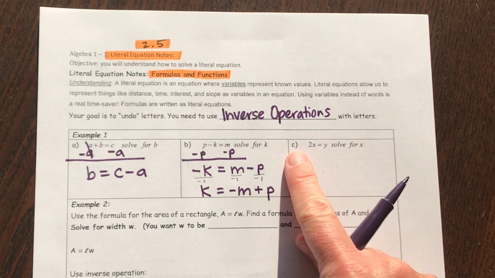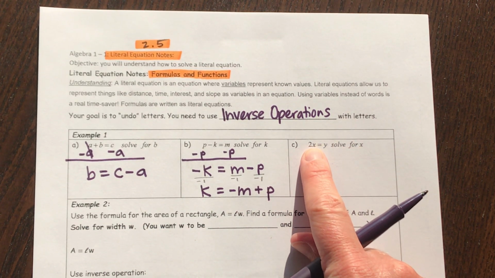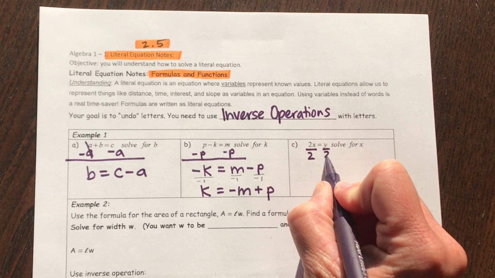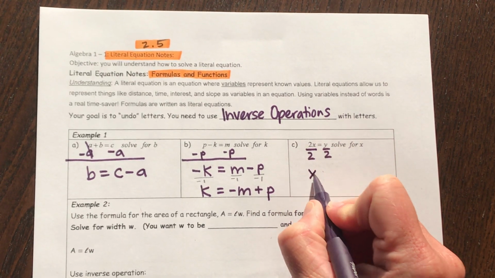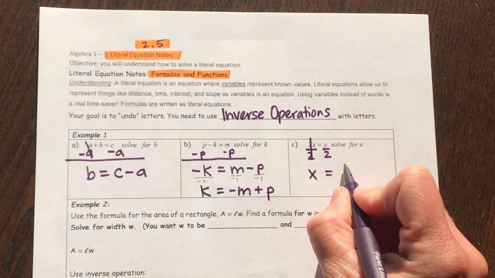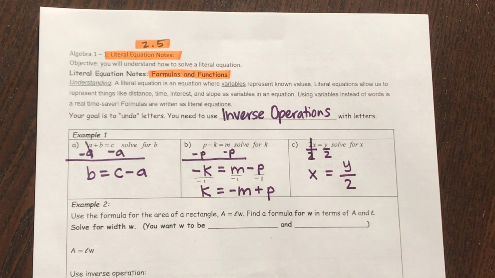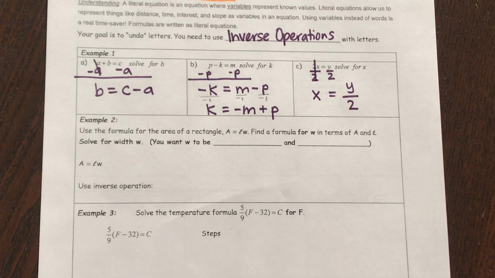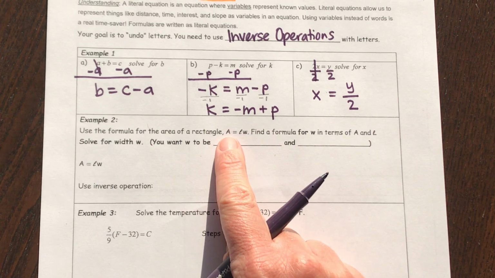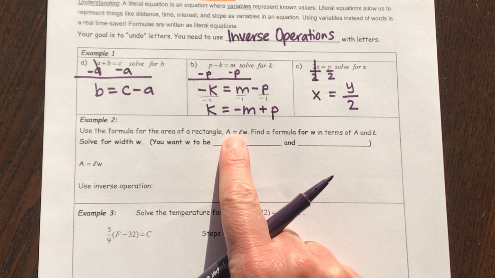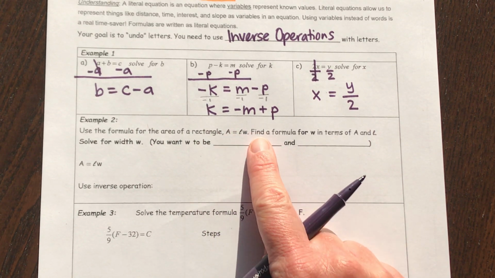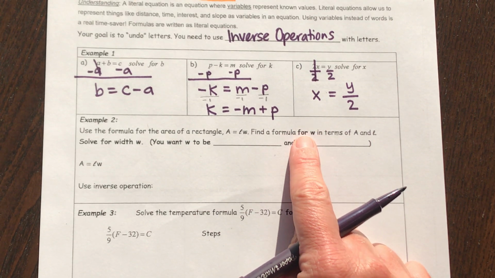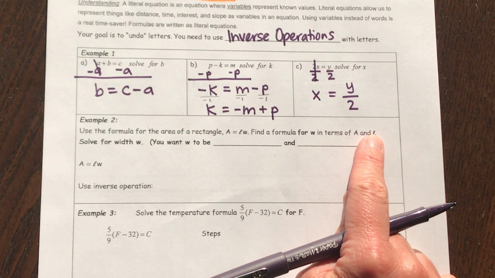For the last one, my operation that's going on here is multiplication. So to undo that, I would divide by the number 2 to get my x term all alone. So my 2 goes away, and I'm left with y divided by 2. Now in example 2, it says, use the formula for the area of a rectangle. So area is equal to length times width. Find a formula for w. So find a formula for the width in terms of area and length.